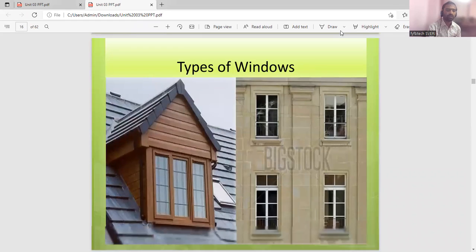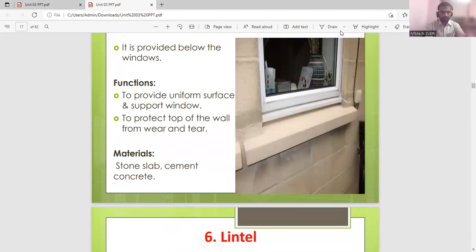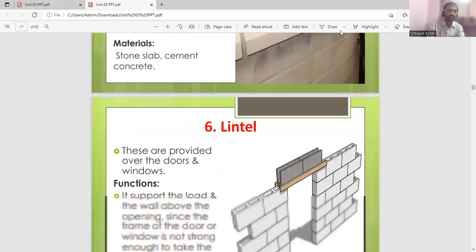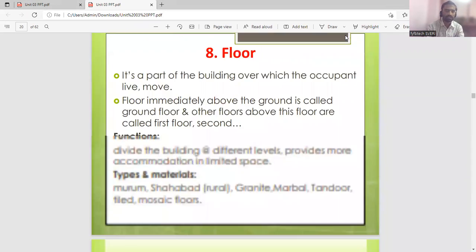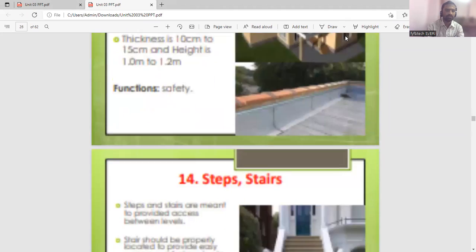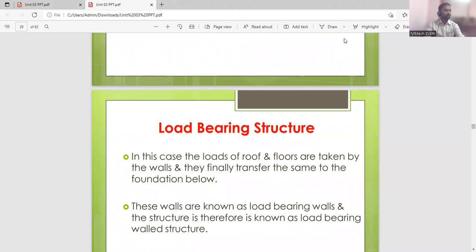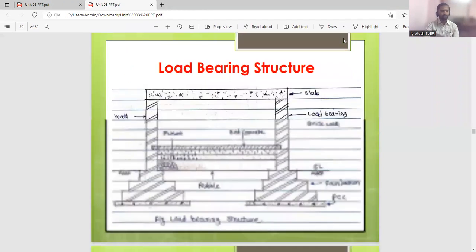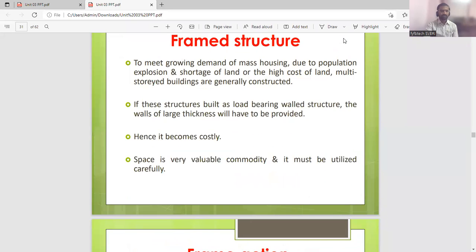Okay, so types of window you have seen. Next I will dictate this point afterwards. That is 5th, 6th, then whether chajja, 7, 8, 9, 10, 11, 12, 14 parts. Okay, these remaining 14 parts I will dictate. I just want to explain some more points.